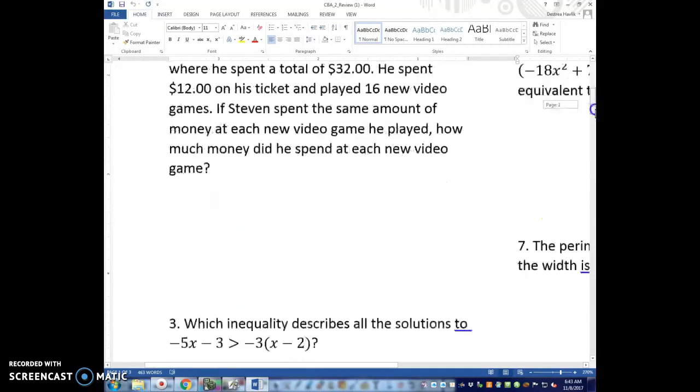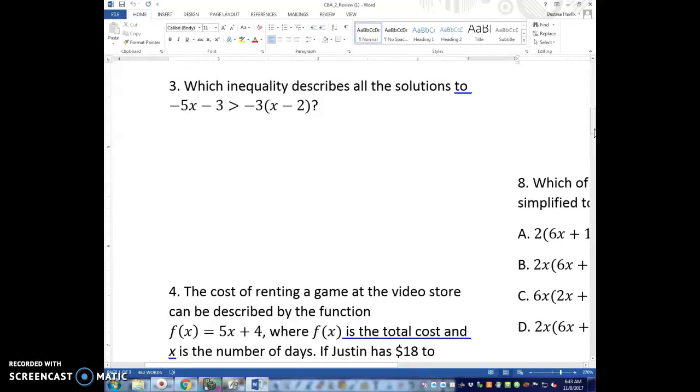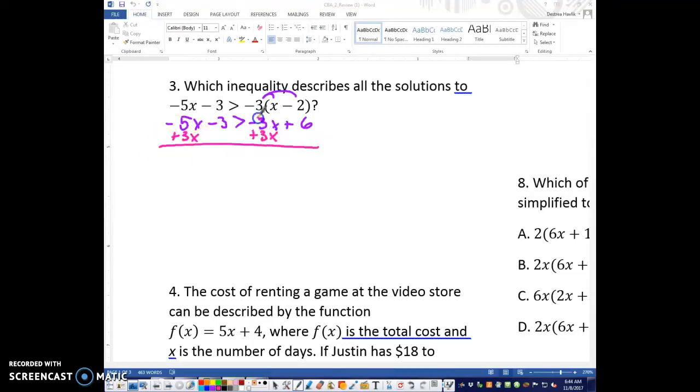Okay, question number 3. Which inequality describes the solutions to this? So this one you can't just type in your calculator because of that inequality sign. We have to do this longhand. So first, can we distribute? Yes, we can. So negative 5x minus 3 is greater than negative 3x plus 6. Now, are all the x's on one side? No, so we need to get them that way. I'm going to add the 3x. That cancels out here. So we have 6 left here. Negative 5 plus 3 is 2x minus 3.